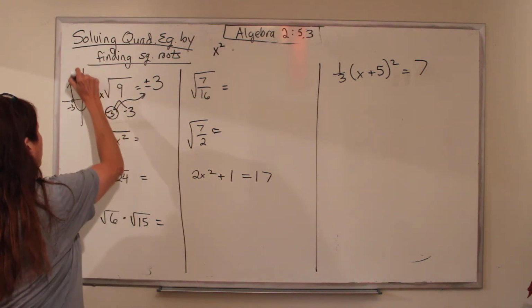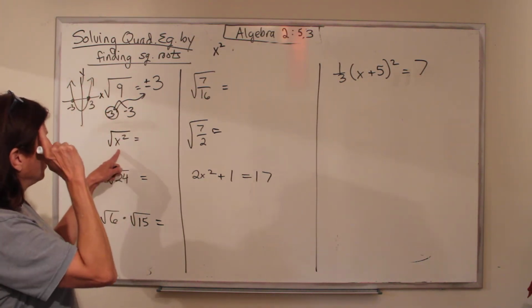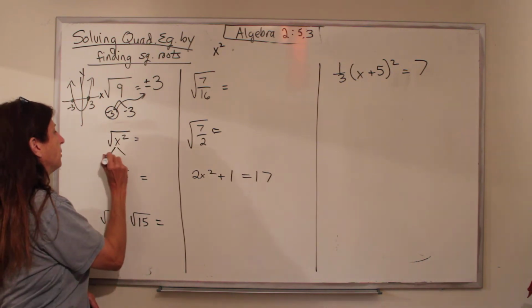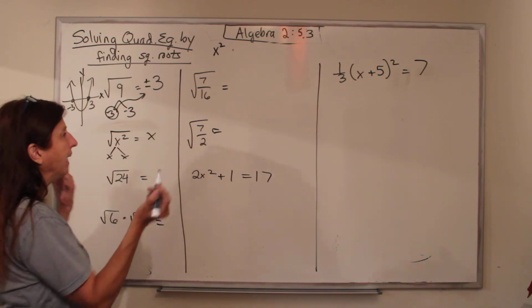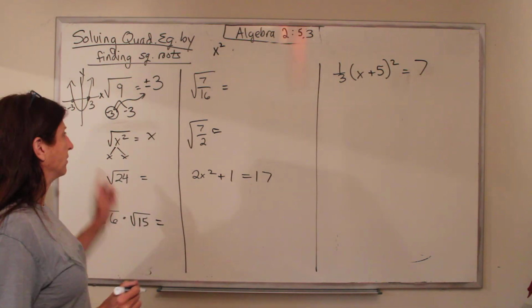That's x, that's y. All right, so what's the square root of x squared? Well, x squared is made out of x times x, twins, so it's x. We don't say plus or minus x, we just say x.